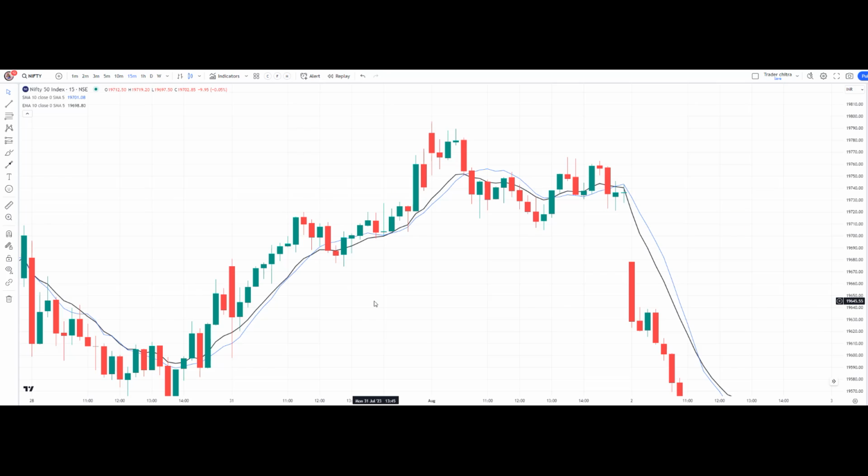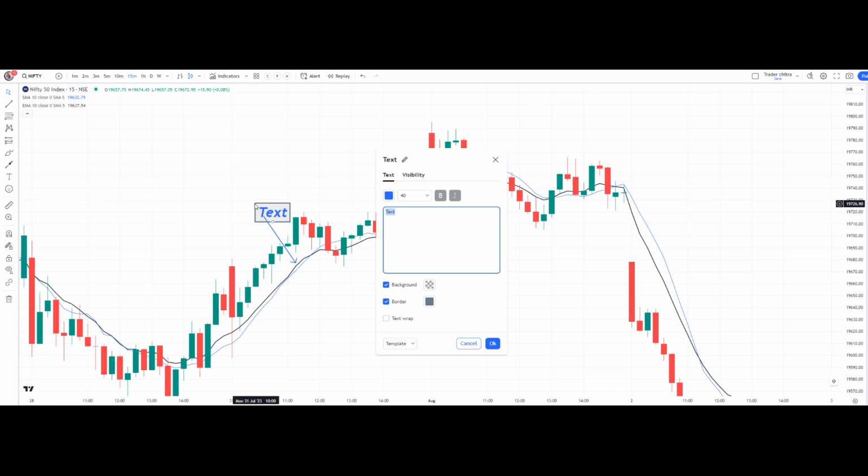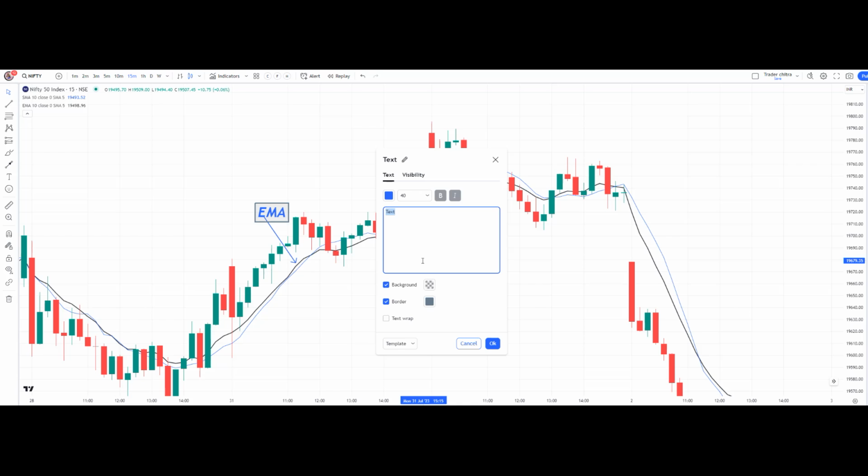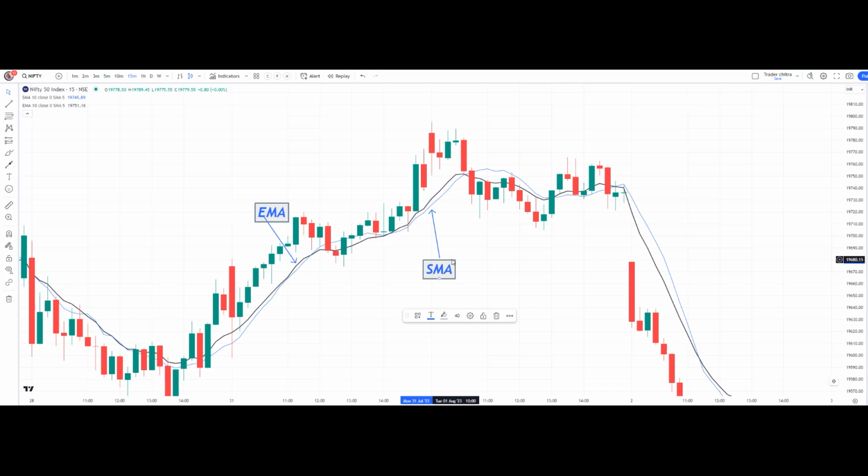So we have added the SMA 10 and EMA 10. The SMA is blue and the EMA is black in color, that is the exponential moving average and the simple moving average. Black is the EMA and blue is the SMA, the simple moving average. If we see here, the black EMA moves closely along with the prices.